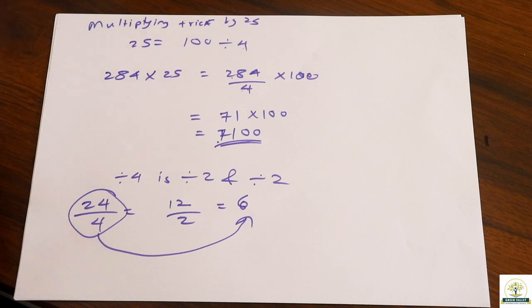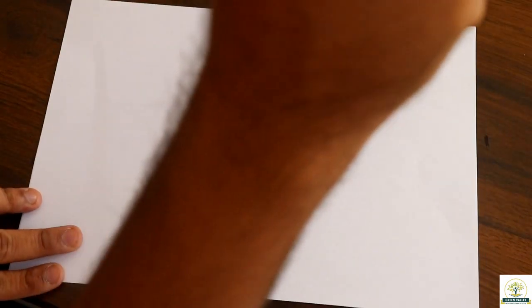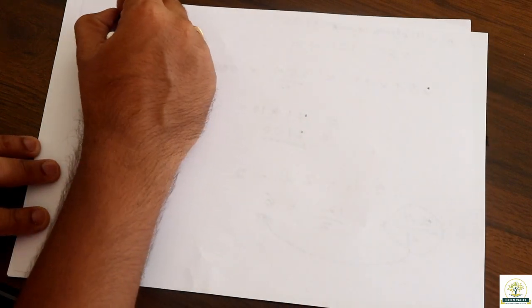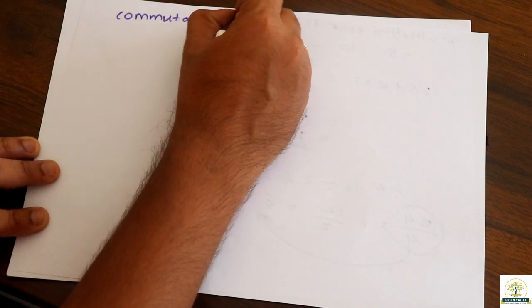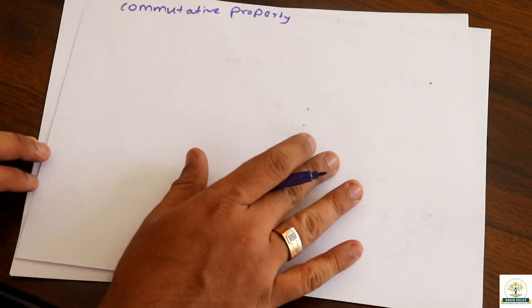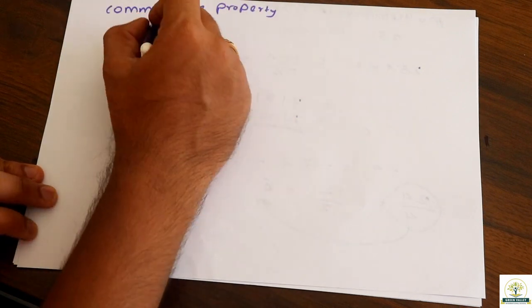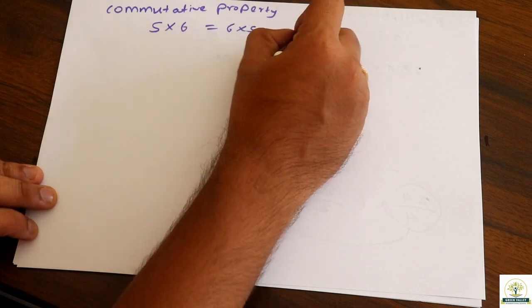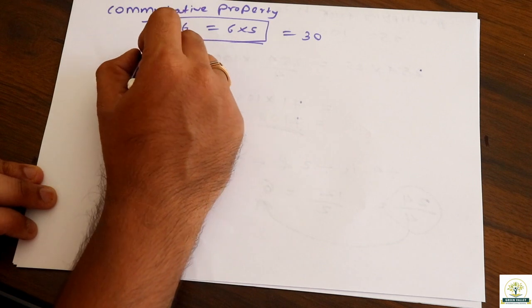Now there are some properties involved in this chapter, the basic multiplication properties. There are two new names which you need to remember. The first one is the commutative property. It says that you can multiply in any order. That means whether you do 5 into 6 or 6 into 5, the answer will be 30. So this property is called the commutative property.